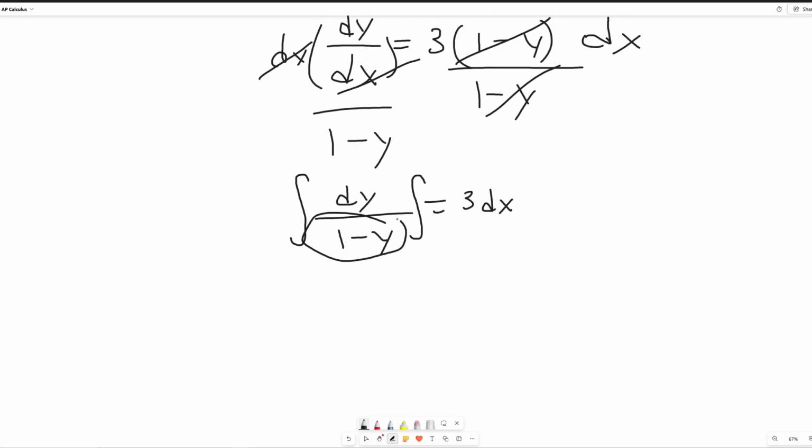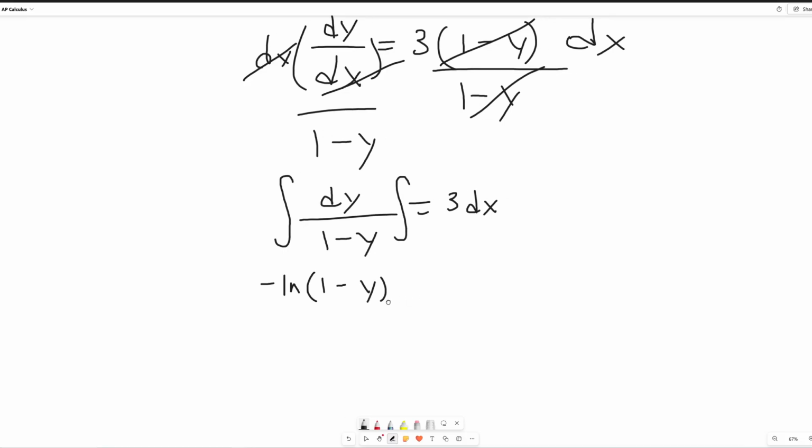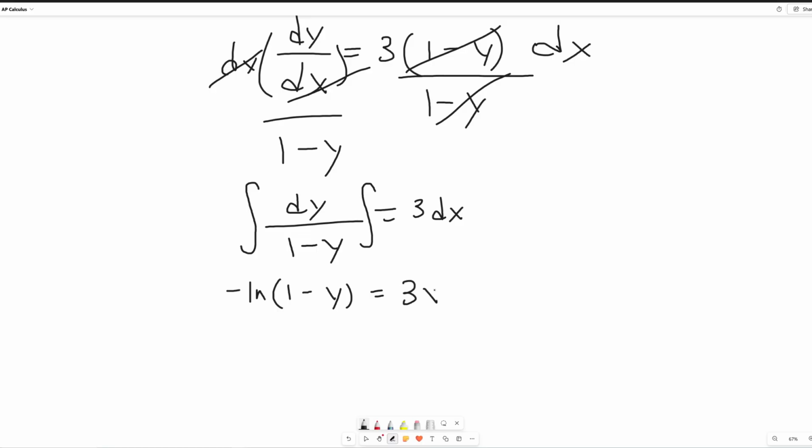And then, using u sub, or just in your brain if you're already good enough with integrating like that, you'll get negative ln 1 minus y equals 3x plus c. This is important. C will always be on the x side and not on the y side. So do not add a plus c onto the y side, only add it to the x side.